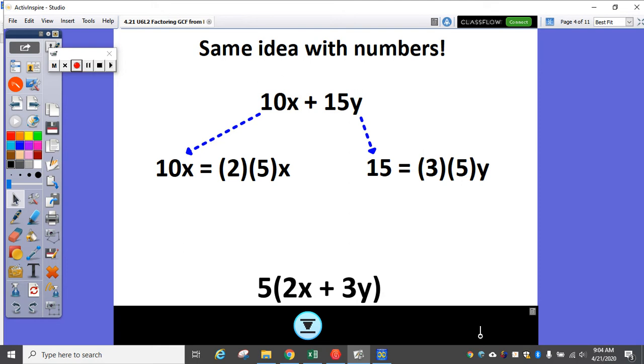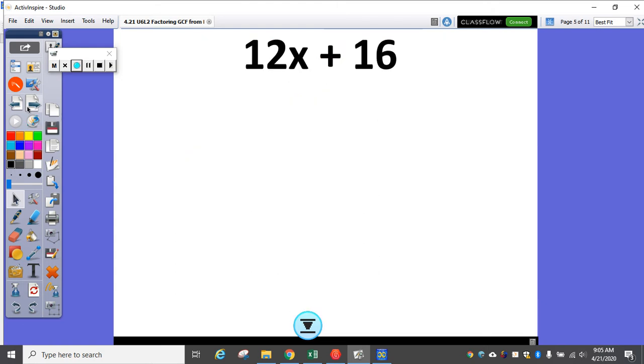If I take that 5 out of both of these, in the first term, all I have left is a 2 and an x. In this term right here, all I have left is a 3 and a y. Now I have factored this. I factored this by taking out what they had in common, and in parentheses, I leave what's left. That's what greatest common factor means. That's what we're factoring out, what they have in common.